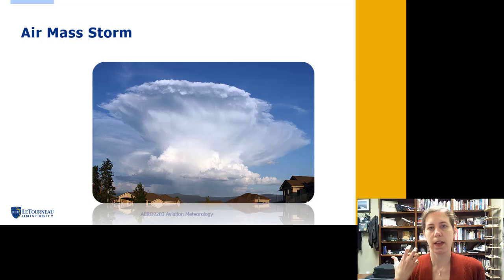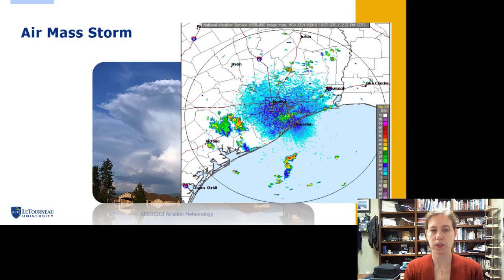We get a lot of this activity happening in the afternoons in the summer with a good amount of heating of the Earth's surface. It's just simple convective activity. If it's not associated with a front, we call it an air mass storm.